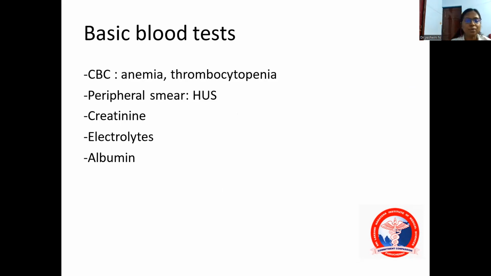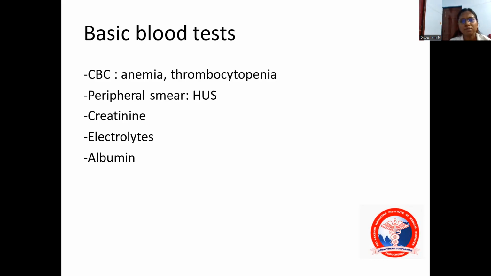Then you do some basic investigations like CBC and RFT. In the CBC, you can find anemia, which can be because of two reasons. One is intravascular hemolysis leading to hemoglobinuria causing red urine. Or it could be because of renal failure causing anemia, or hematuria which has led to anemia. It could be either cause.